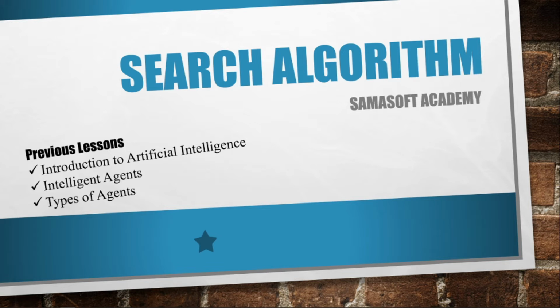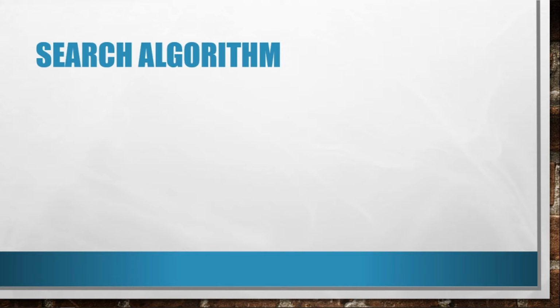So in our lesson today, we'll be looking at search algorithms. So let's begin. So what is a search algorithm? A search algorithm is basically made up of two words: searching and an algorithm. So let's take them one after the other and look at what each of them means.